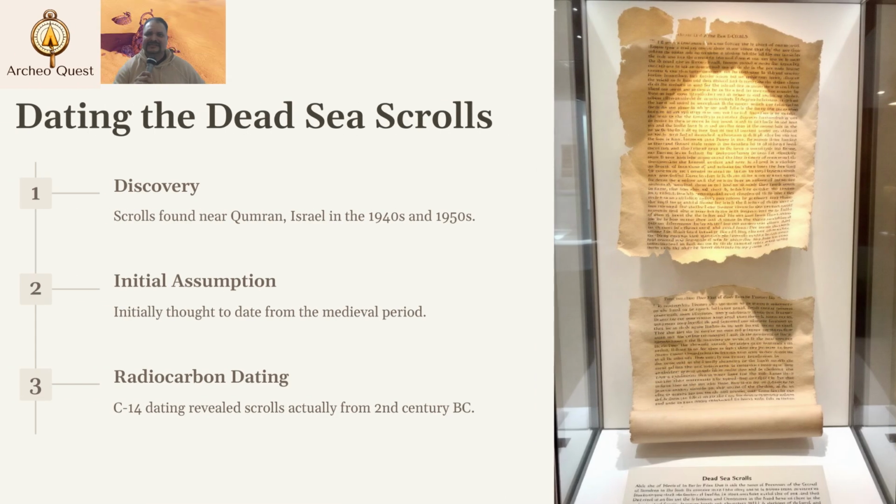Now let's take a look at some case studies to illustrate how dating methods are used in practice. One example is the dating of the Dead Sea Scrolls. The Dead Sea Scrolls are a collection of ancient texts that were discovered in a cave near Qumran, Israel, in the 1940s and 1950s. The scrolls were initially thought to date to the medieval period, but using radiocarbon dating, researchers were able to determine that the scrolls actually dated to the 2nd century BC.